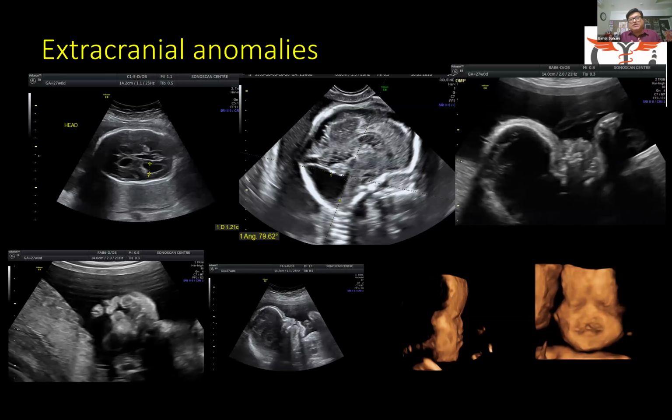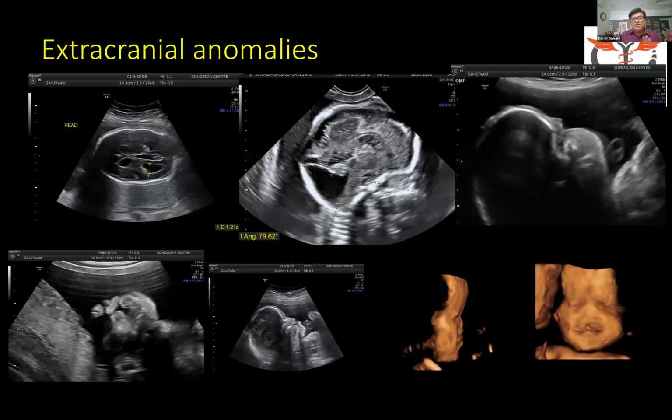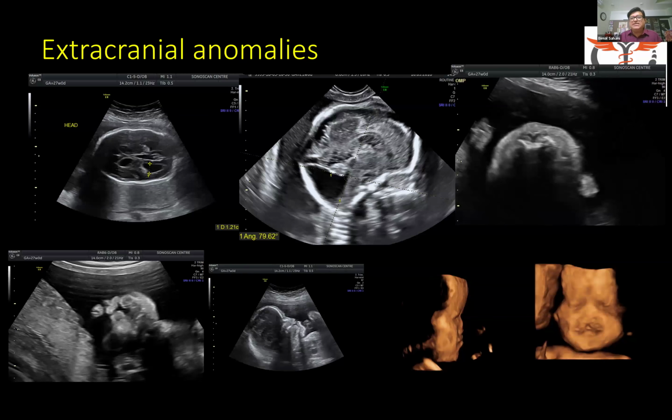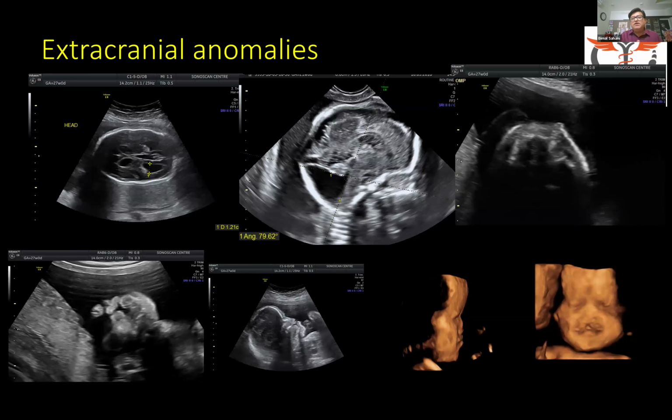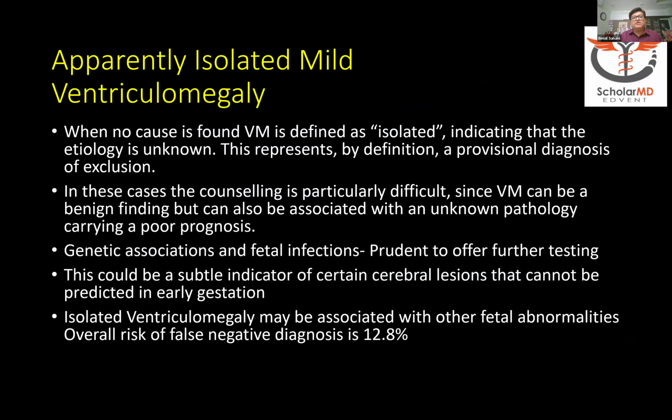So looking at the extracranial anomalies becomes important. At times, you may not find the CNS anomalies, but you may find extra-CNS abnormalities. And that could be one of the associations that you're going to get. And hence, that is something that we need to look for. Having done all this, when no cause is found, should we call it an isolated ventriculomegaly?